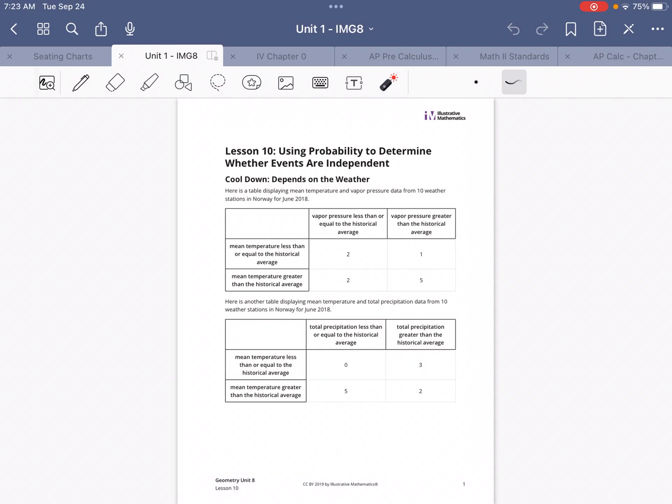Hey, Mr. Van here. This is lesson 10 from Illustrative Mathematics, Geometry Unit 8, or as we teach at Coastal Academy High School, this is Unit 1 of Math 2.